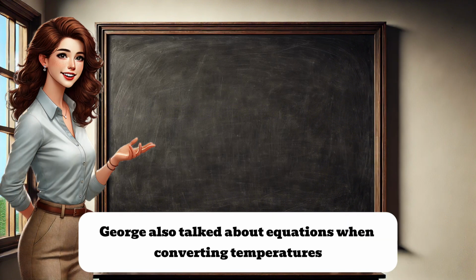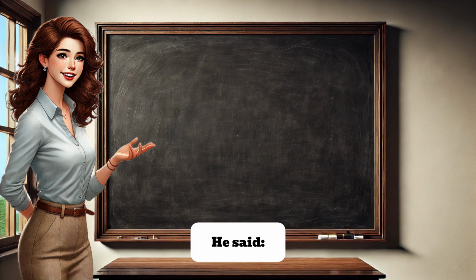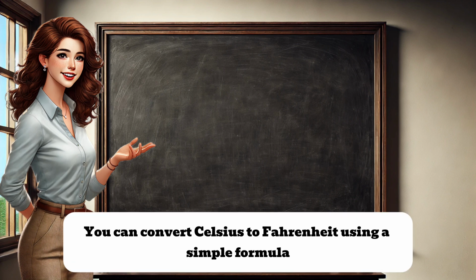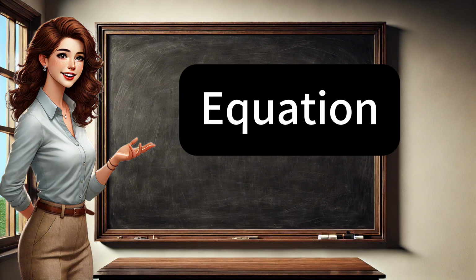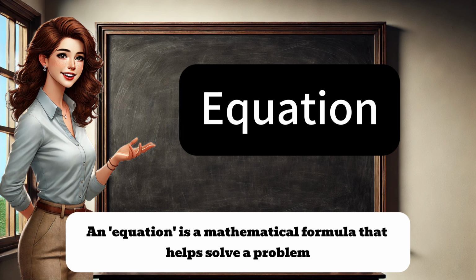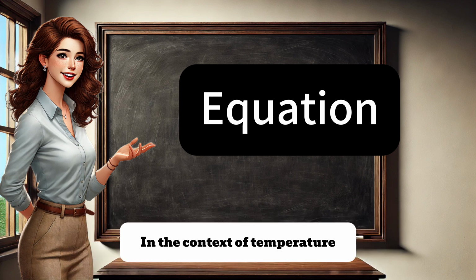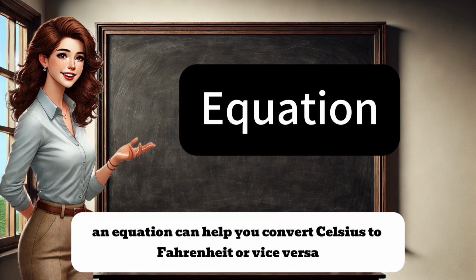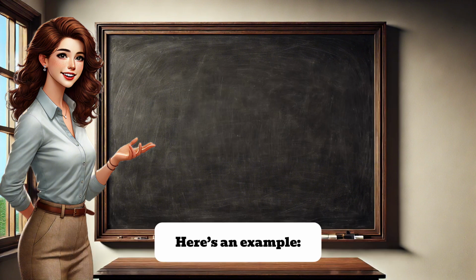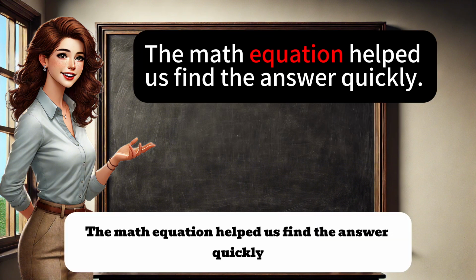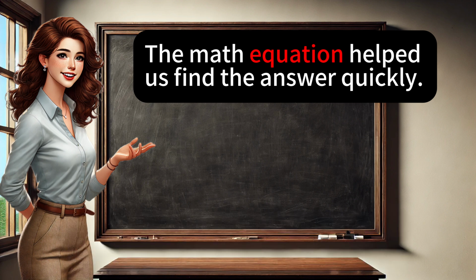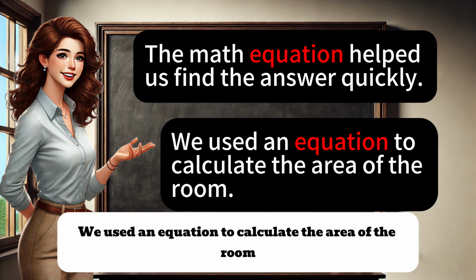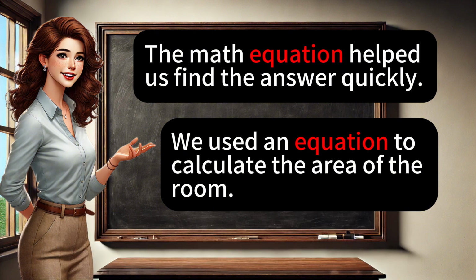George also talked about equations when converting temperatures. He said, "You can convert Celsius to Fahrenheit using a simple formula." Equation. An equation is a mathematical formula that helps solve a problem. In the context of temperature, an equation can help you convert Celsius to Fahrenheit or vice versa. Here's an example. The math equation helped us find the answer quickly. Or, we used an equation to calculate the area of the room.